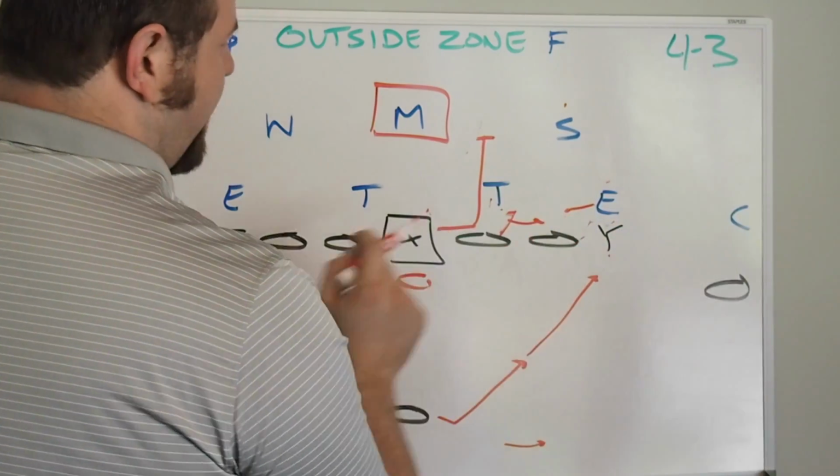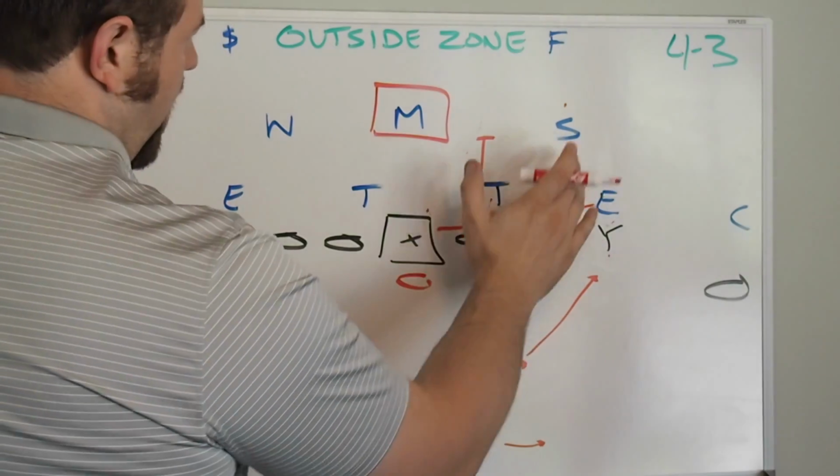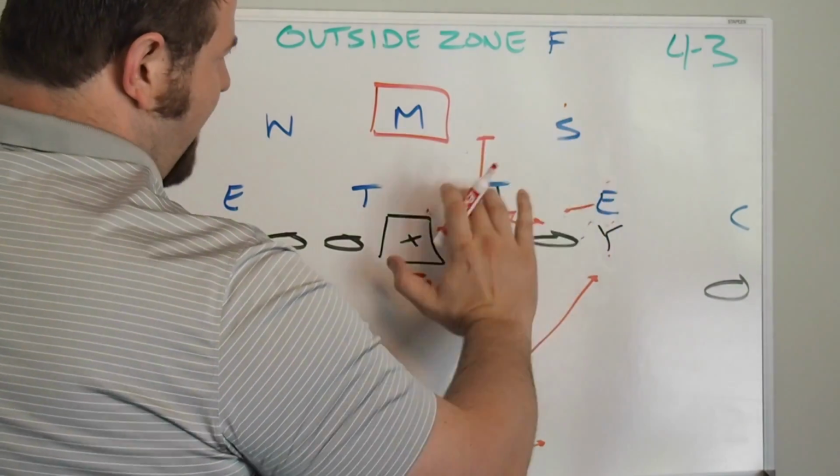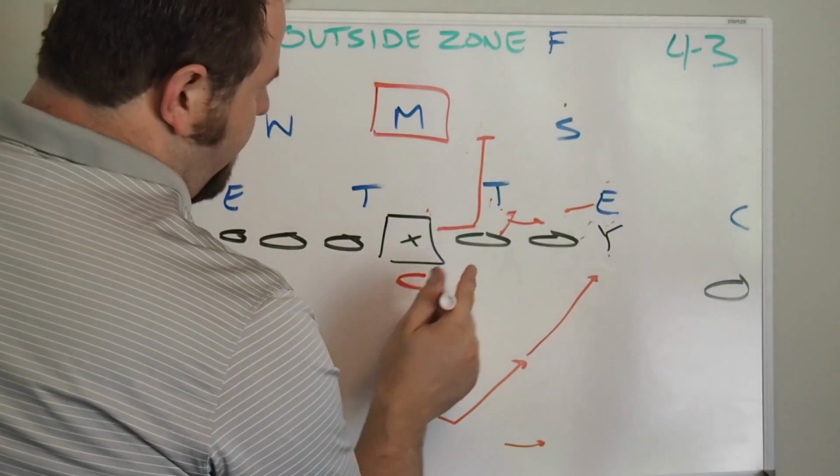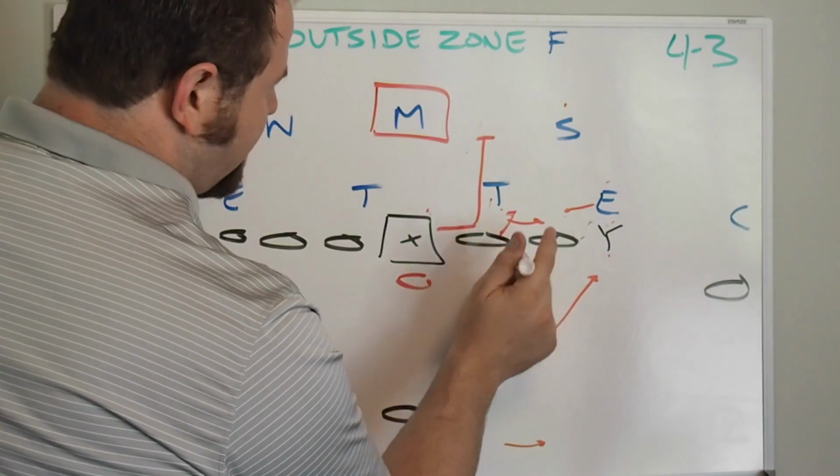So everyone really has their gap. And this works well for teams that you're facing that have a lot of movement in here on defense. But it's a timing thing. So it's 3 steps and get up to your linebacker.